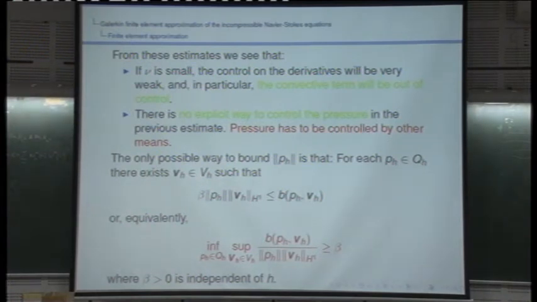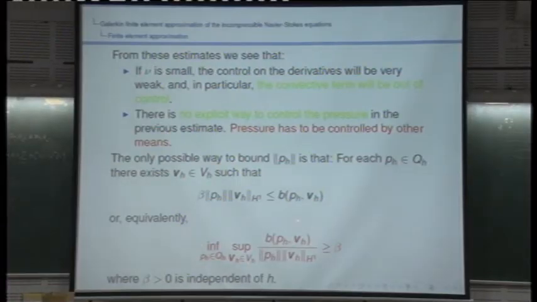The only possible bound to the pressure is that for each pressure, there exists a velocity such that we have this bound. Because pressure only appears in the momentum equation through this term. You remember? That's exactly the same argument that we used yesterday for the Stokes problem. It's the only way where we can extract pressure stability from the inf-sup condition. So using the Galerkin method, you have to have inf-sup stable approximations.